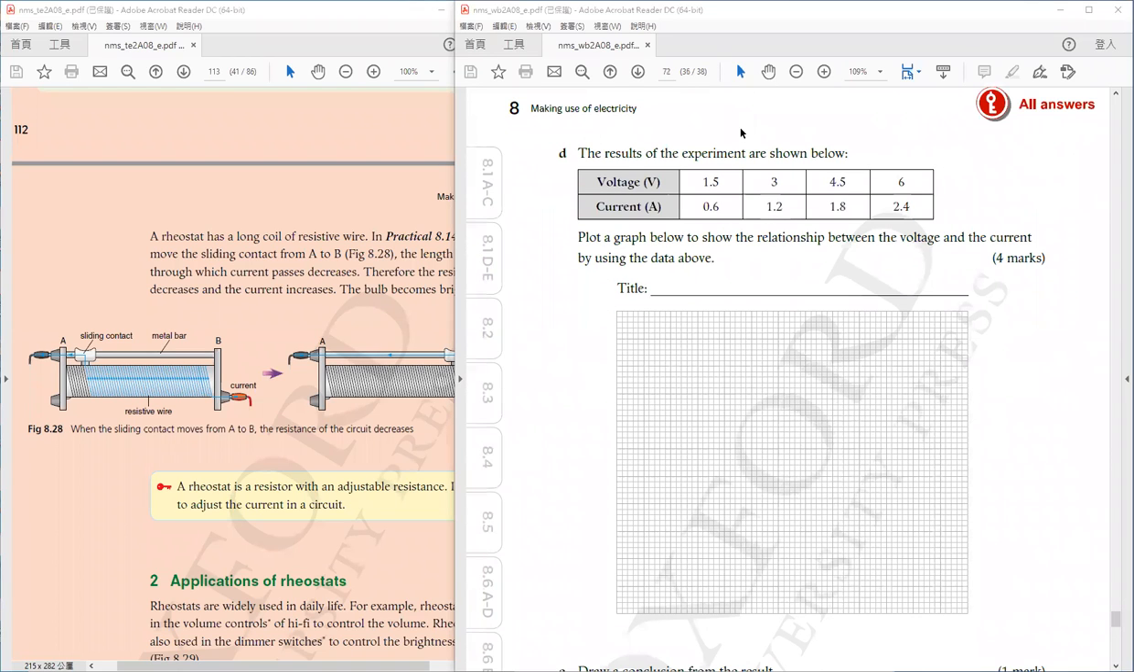So by plotting the graph like this, first of all, you have to draw 2 arrows on the graph paper. Then on the left hand side, mention that this is the current, and also give the unit as A. On the bottom, this is voltage. The unit is V. This one's 0.